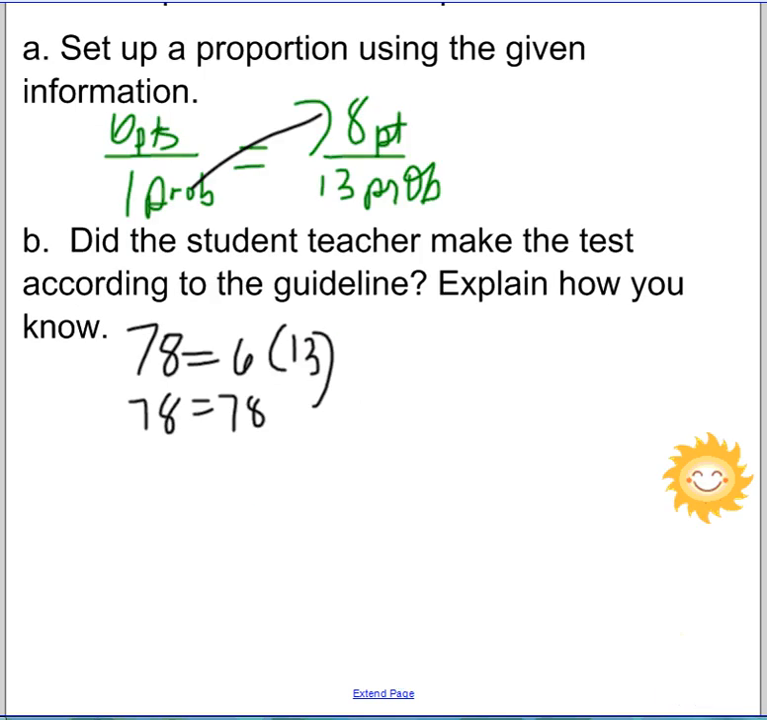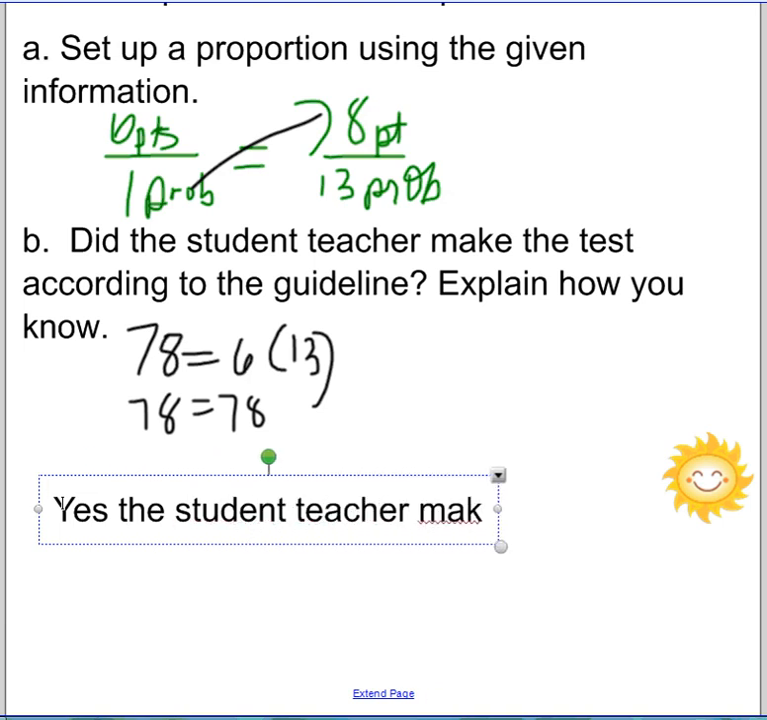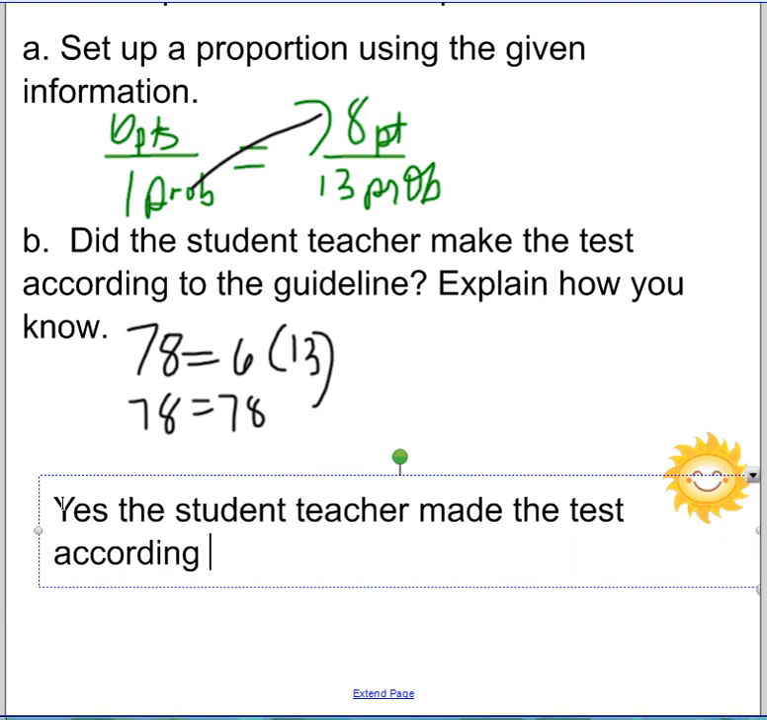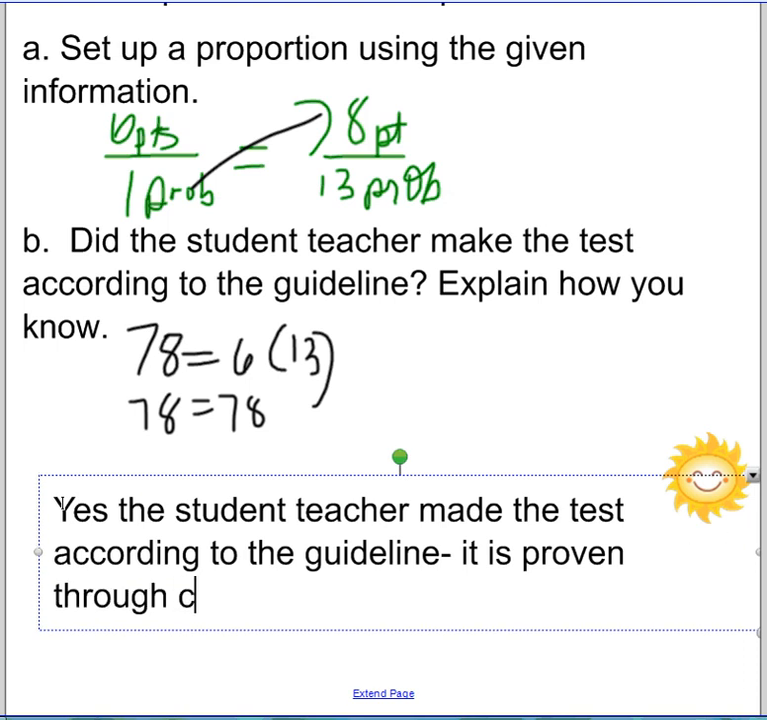So again, we can answer yes, the student teacher made the test according to the guidelines. It is proven through cross product to get 78 equals 78.